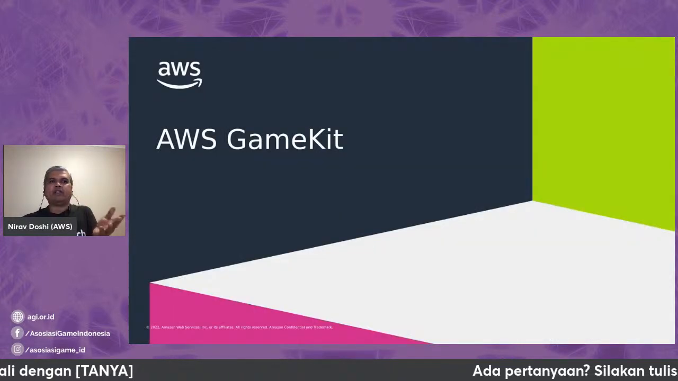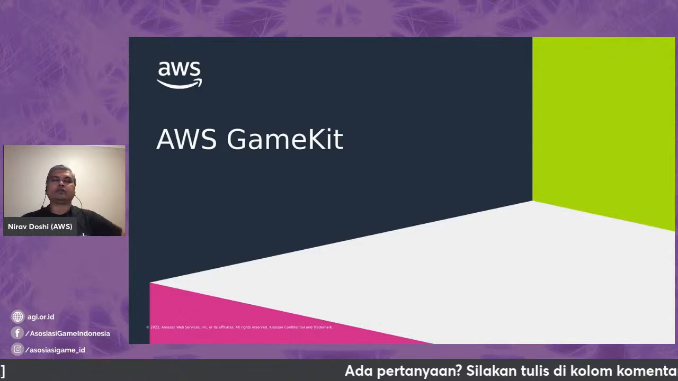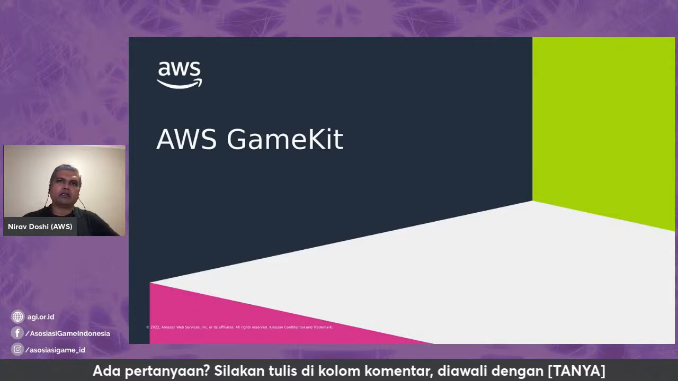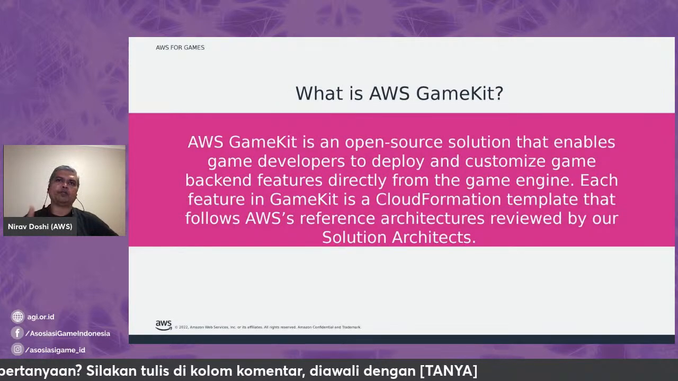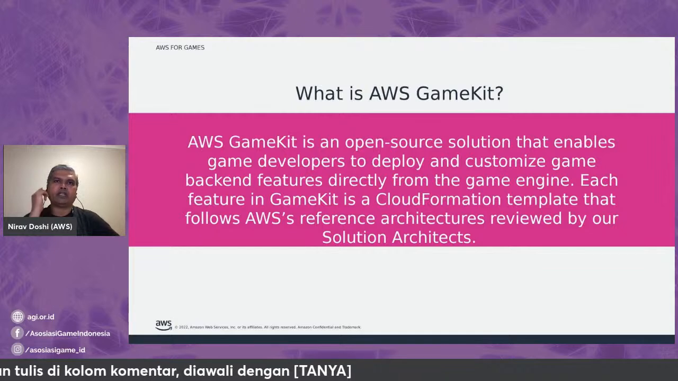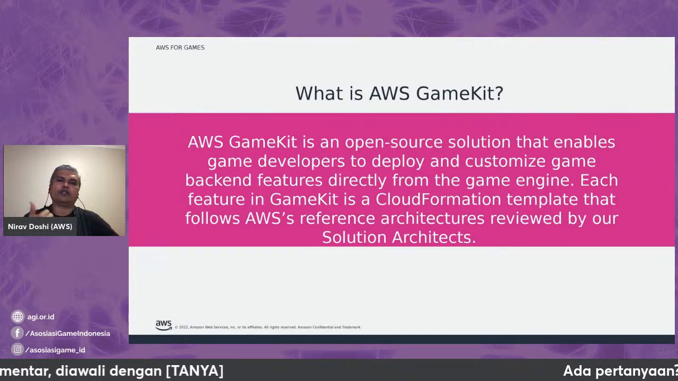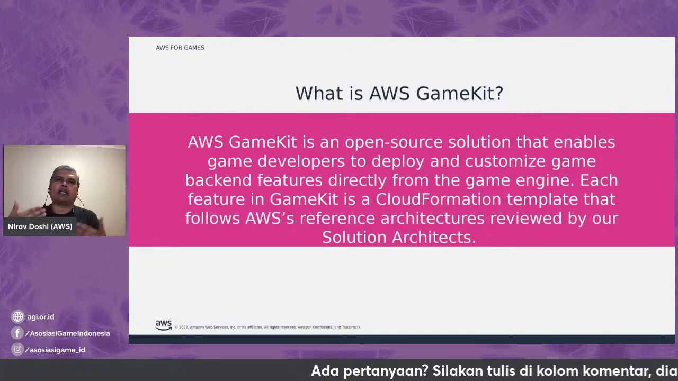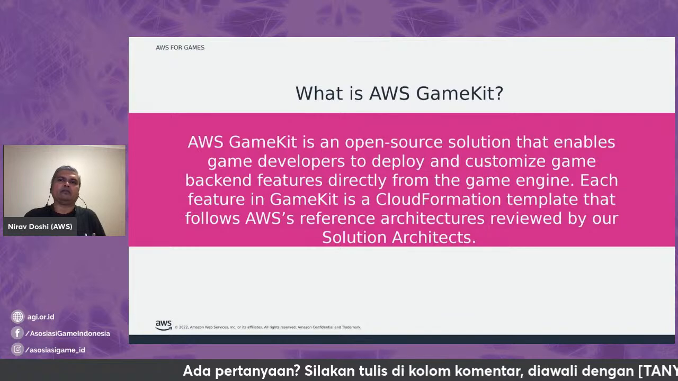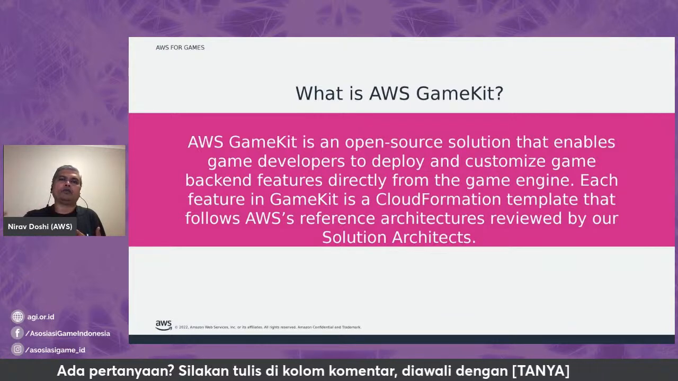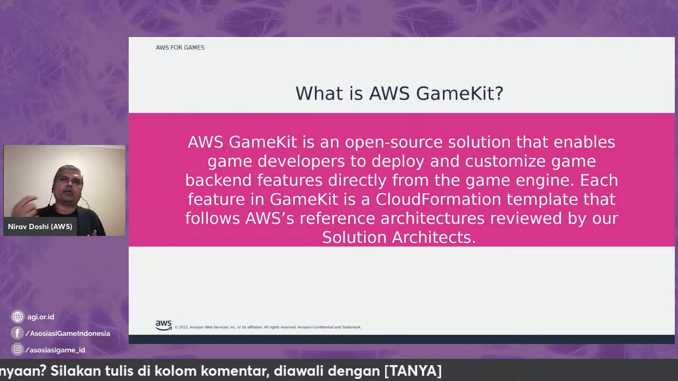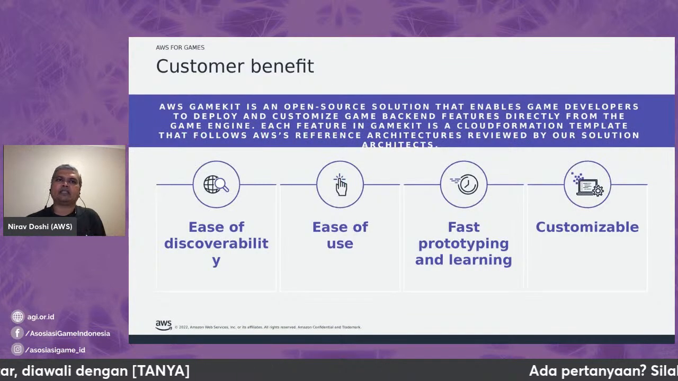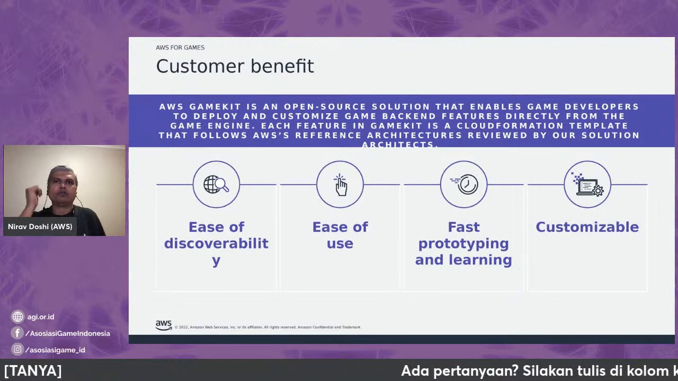In addition to GameLift, I want to touch on a quick new offering that we have called AWS GameKit. Now, this is an open source solution again and enables you to integrate the GameKit with your Unreal Engine, with Unity Engine. It provides you with a game client side mechanism to be able to connect to the backend, to connect to an AWS service seamlessly. So it has ease of discoverability, ease of use.